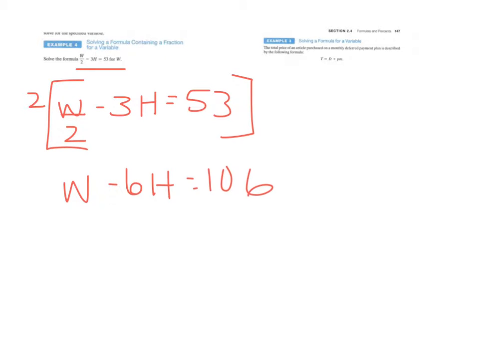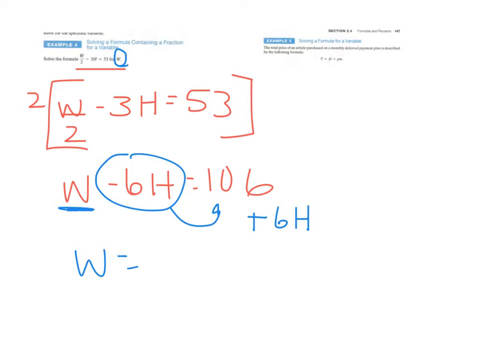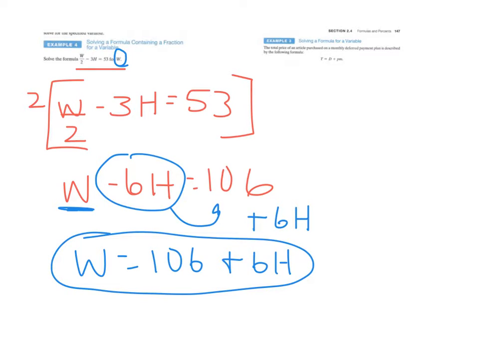So now we've gotten rid of the fraction, but now we want to be able to solve for this w. That means we want to get the w by itself. So to do that, I'm going to move this to the other side by adding it to the right side. When I do that, these two are not like terms, so 106 and 6h cannot be added or put together, so this would be my answer if I'm solving for w.